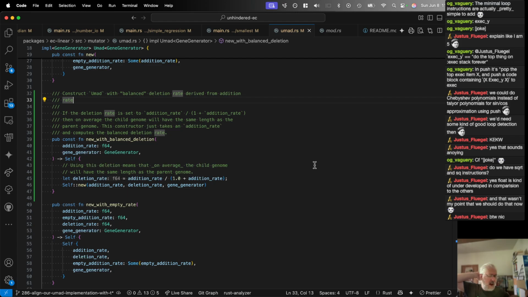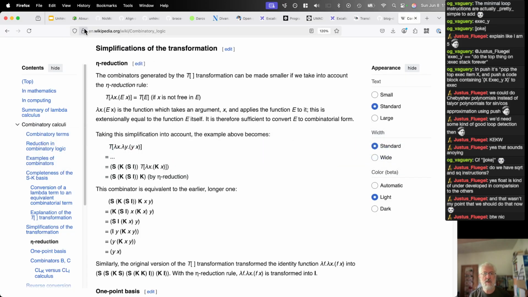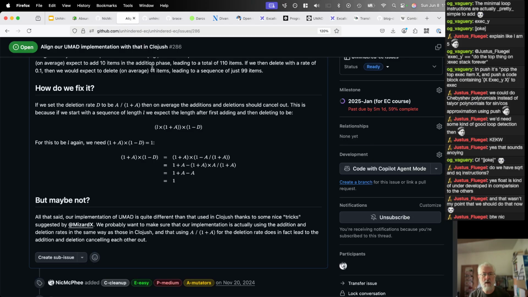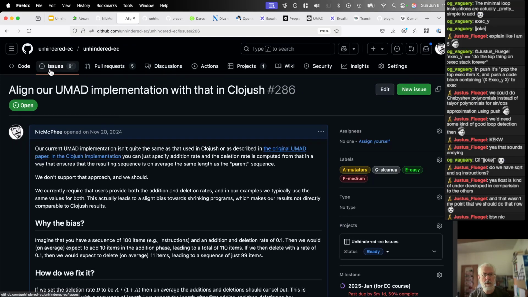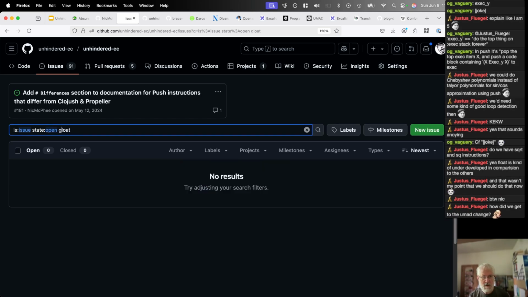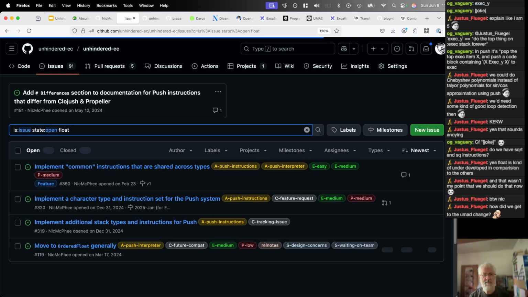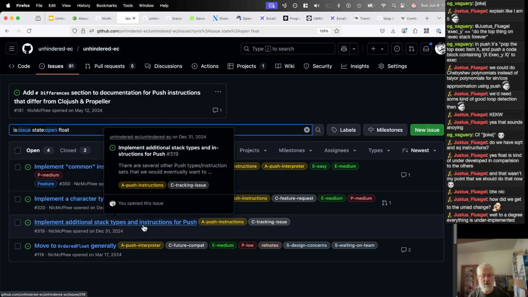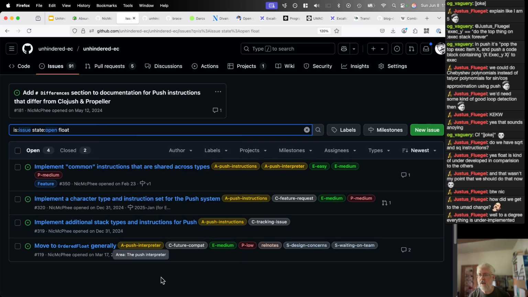I mean, I don't know if there's an issue that sort of says that float is under implemented. Float. Gloat? Huh. The gloat stack. Well, there's this very general thing, but yeah, it doesn't look like it.